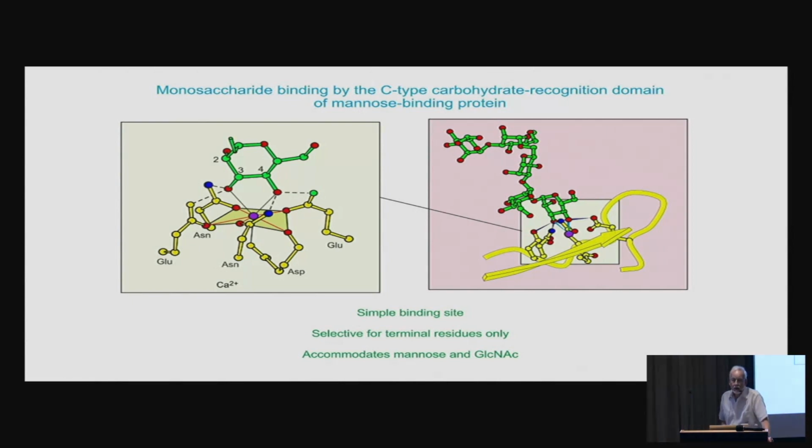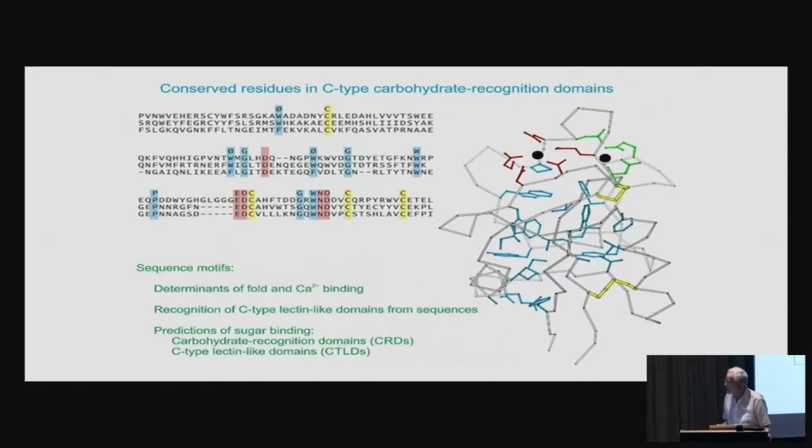Now, the typical ligand, of course, is not just a monosaccharide. It's a monosaccharide in an oligosaccharide, such as this high mannose oligosaccharide. But when you see the structure, you'll see that, in fact, it is only one of the sugars that's interacting with this binding site, in the case of mannose binding protein. So you can go quite a ways with just that basic binding site. And in order to build that specific binding site, you need certain amino acid residues.